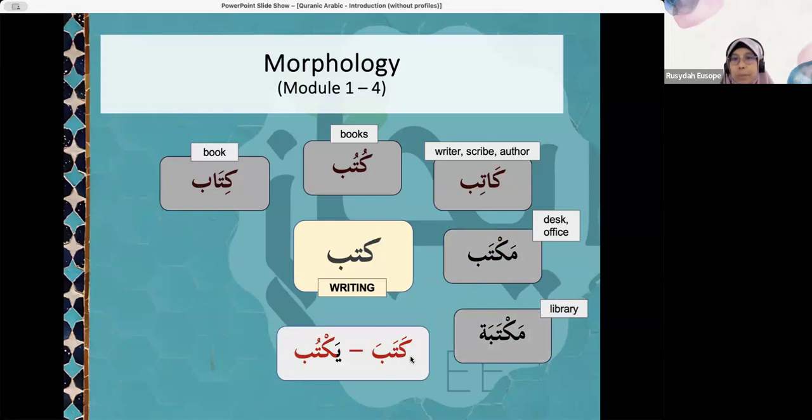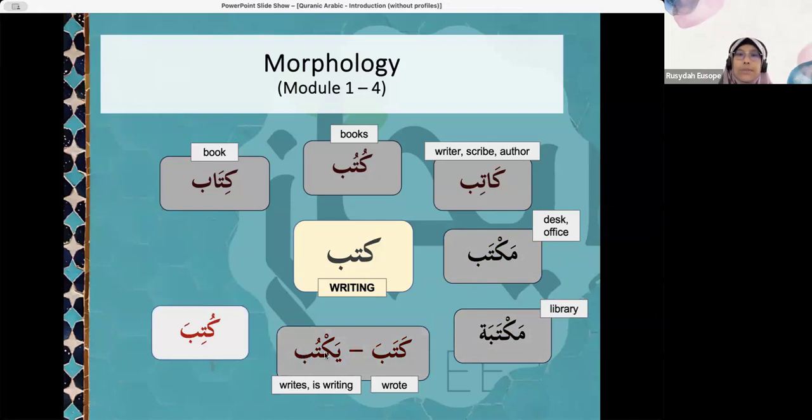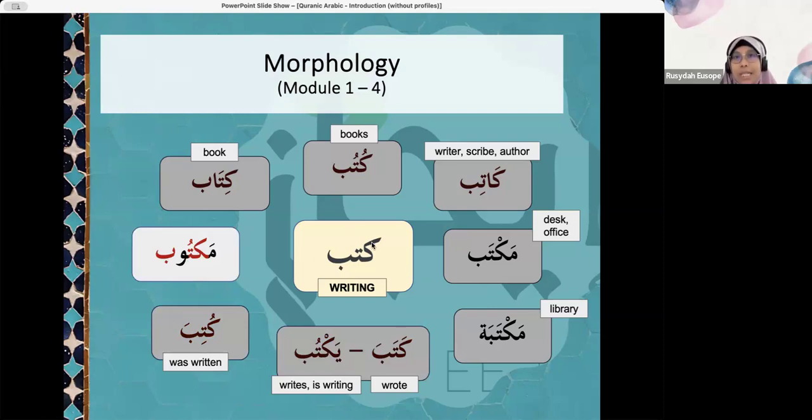Kataba yaktubu, this is the past tense of write, it means wrote, and then yaktubu is writing or writes for he, one person. Kutiba, this is a passive verb, was written. So if you notice, all these words have kaf, ta, and ba. So they are derived from the same root letters.